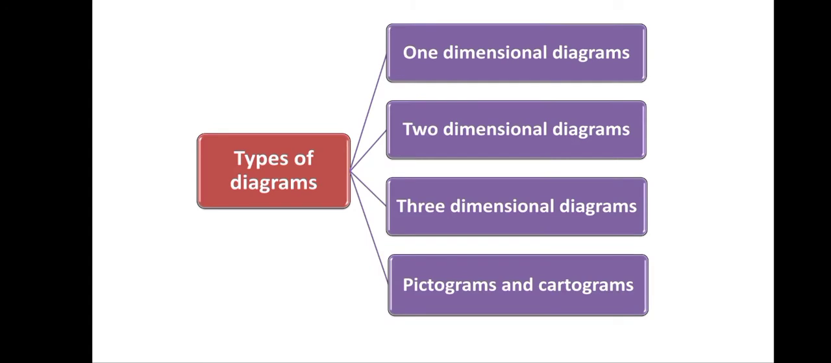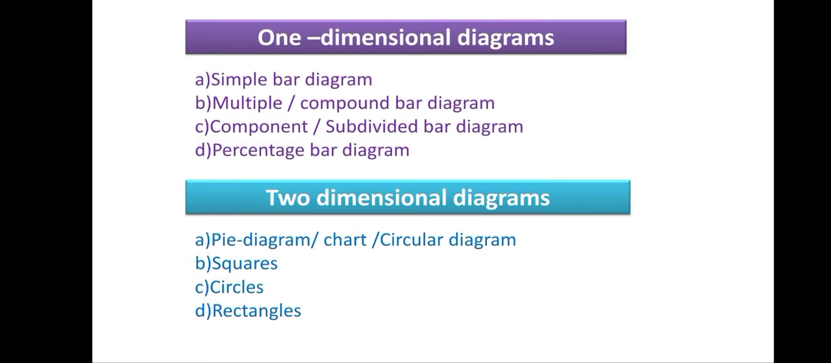We have four types. First one is one-dimensional diagram, second one two-dimensional diagrams, third one three-dimensional diagrams, and fourth one pictograms and cartograms. Let us see what is one-dimensional diagram. The diagrams drawn by considering only one dimension are called one-dimensional diagrams. They are mostly bar diagrams. Here only the height of the bars is considered. Some of the one-dimensional diagrams are: first, simple bar diagram; second, multiple or compound bar diagram; third, component or subdivided bar diagram; and fourth, percentage bar diagram.